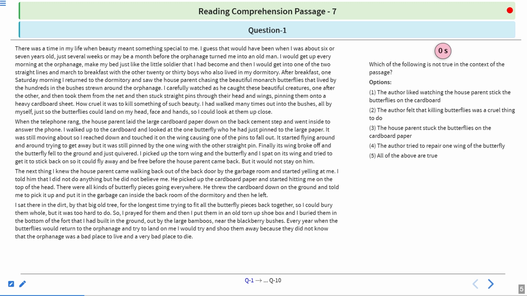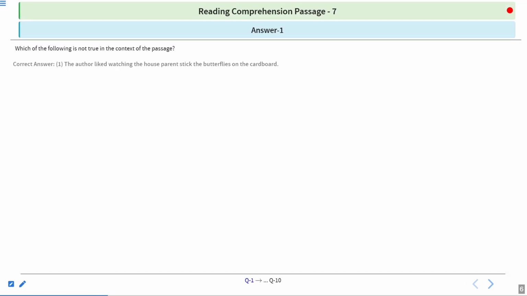I hope you've chosen the right one. Let's move to the correct answer. The correct answer is 1. The author liked watching the house parents stick the butterflies on the cardboard.